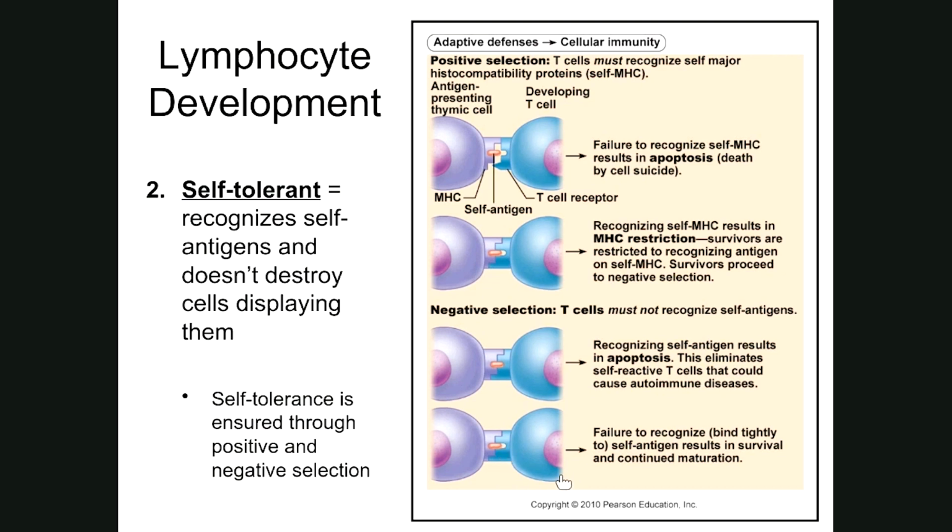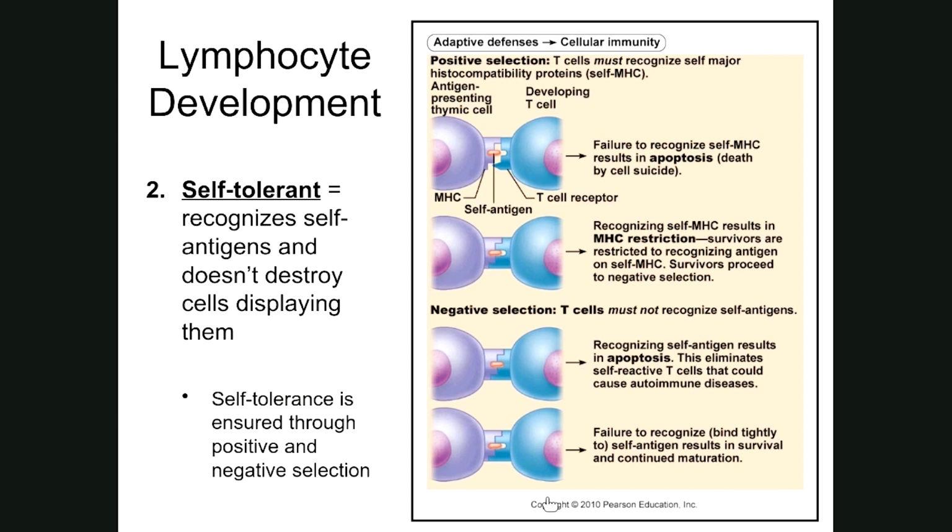So again, basically what we want to do through this self-tolerance process is we want to make sure that our lymphocyte that's developing knows where to look for self-antigens, so it can recognize class 1 MHC, but we want to make sure it doesn't bind tightly and react against self-antigens. So it can recognize, know where they are, but it doesn't react against them.